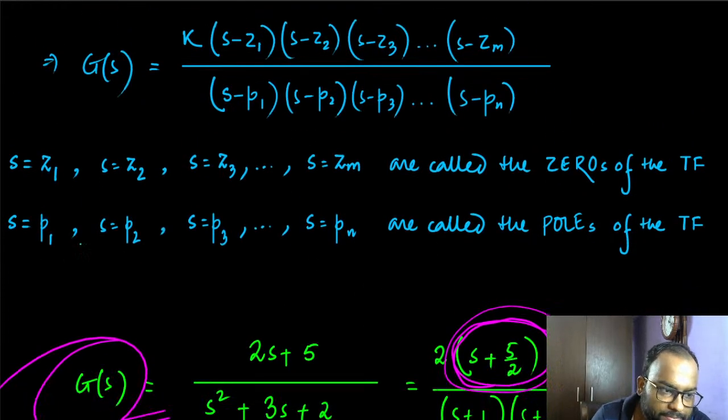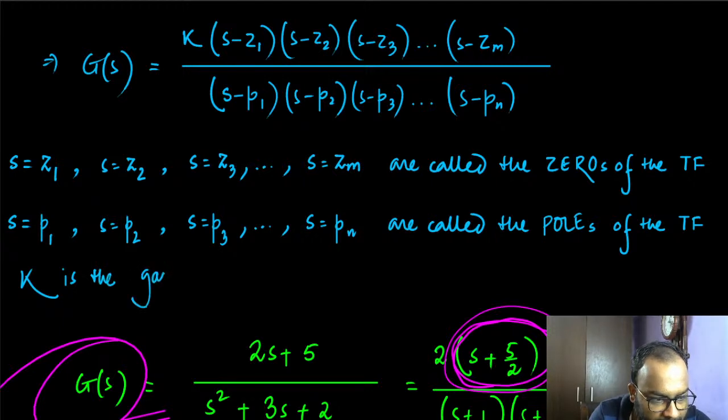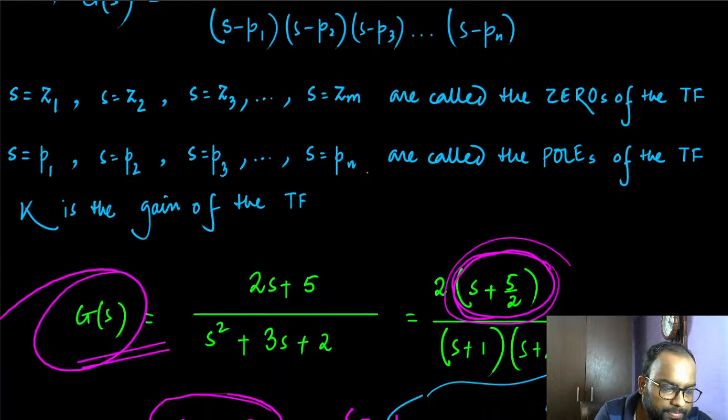Here this k is called the gain of the transfer function. K is the gain of the transfer function. So just keep these names in mind.